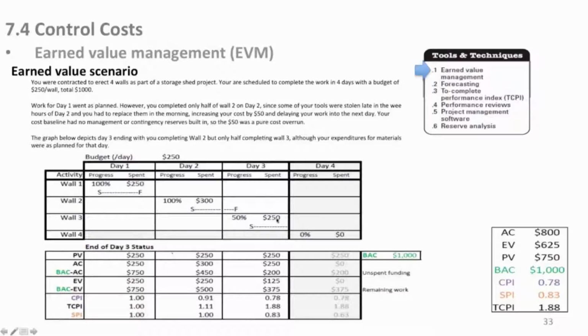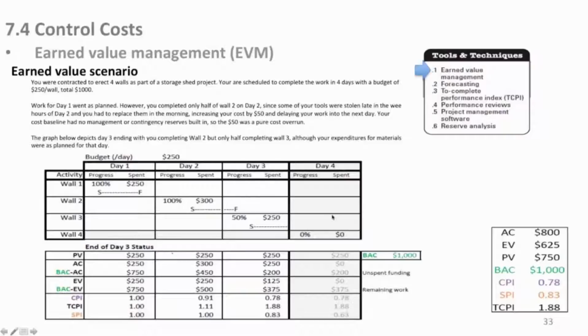When we're done with day 3, we've only finished half of that wall because we spent time finishing the wall from the day before, and we did not spend all of our money here. See, we completed wall 2, but only half of wall 3, and although our expenditures for the material were planned for that day, so 250. Oh, that's right. We spent 300 on day 2 because we had to spend more for the tools, but we did actually spend what we needed to spend on day 3, but we're only half done with the wall. So that's where we are right now. We started trying to do progress on day 4, and we aren't in day 4 yet.